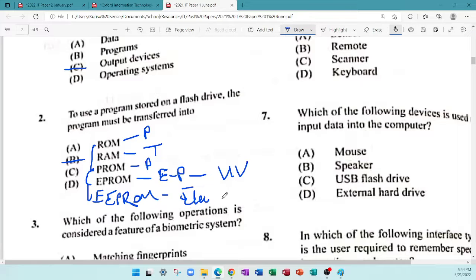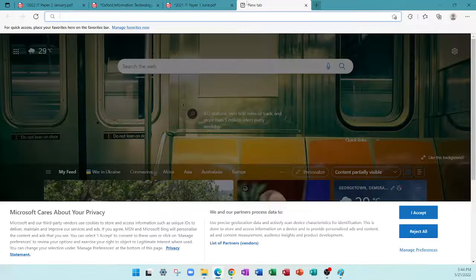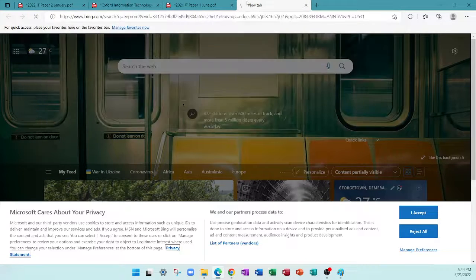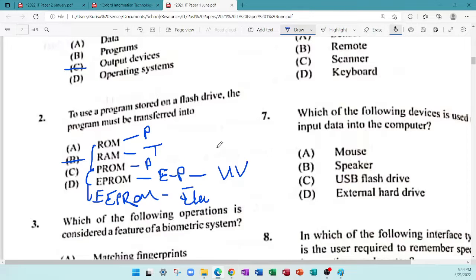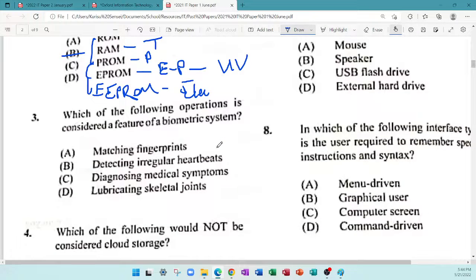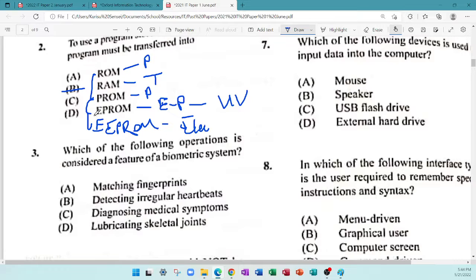EEPROM uses electricity. It's electrically erasable. So it uses electricity to erase it. Good. So that's the variations there, and it actually has more variations, but we don't need to know all of that.